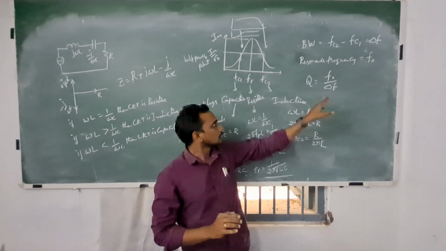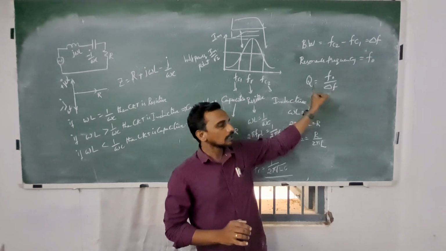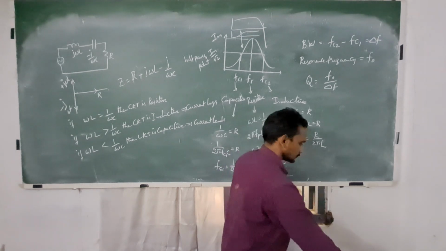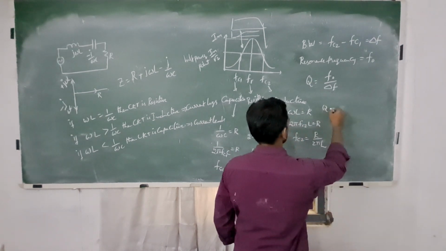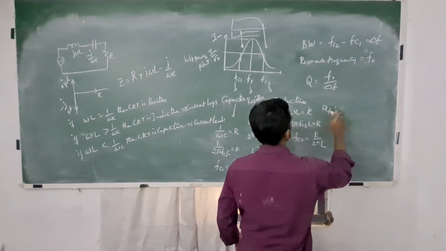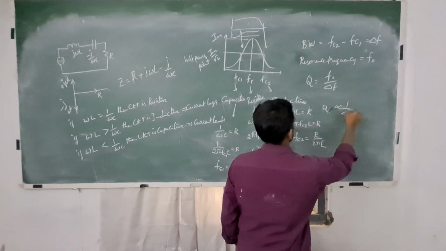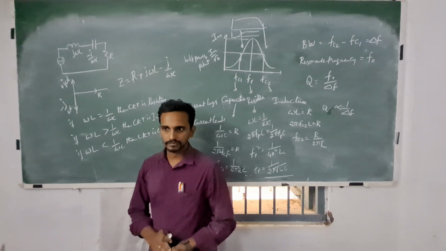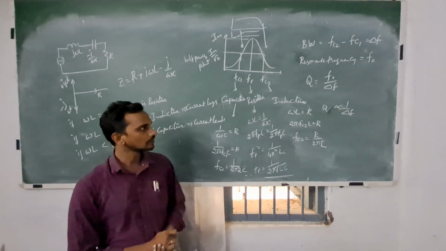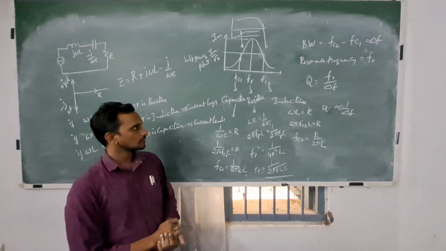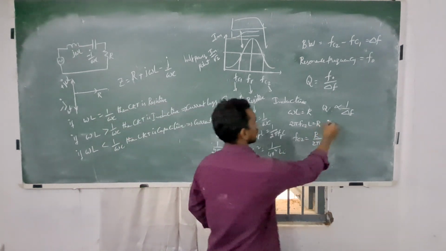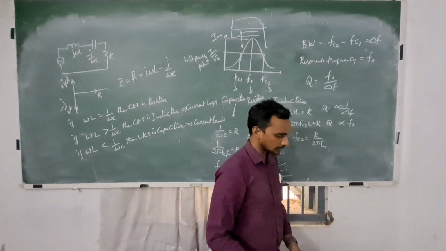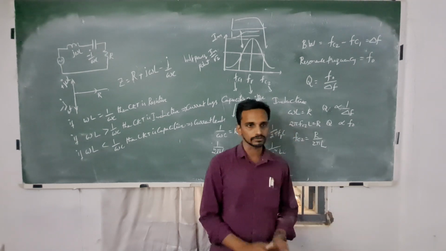So the smaller this band is, the higher the quality I can define. So the quality factor is inversely proportional to delta F. And the quality factor is proportional to the resonance frequency. We need to see why it depends on that.